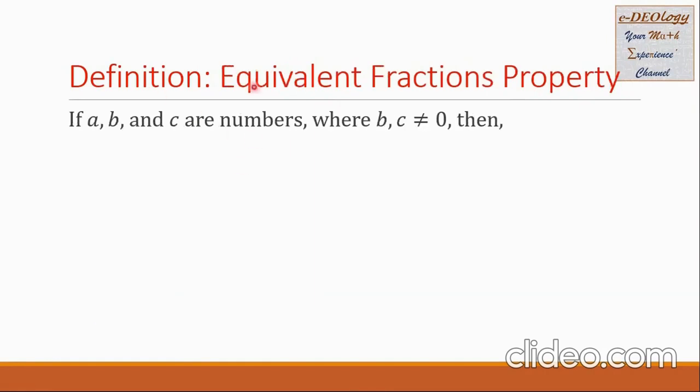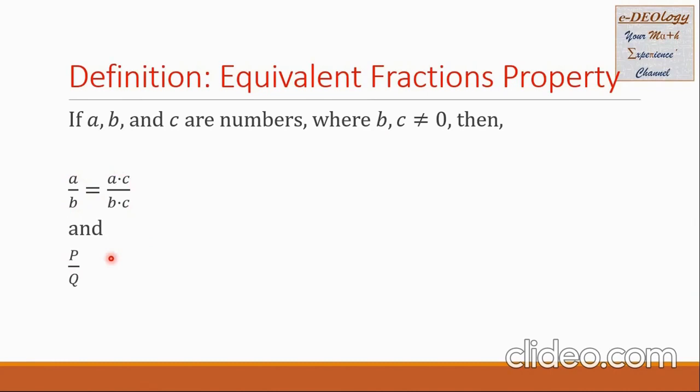Also, let us define equivalent fractions property. If there are three numbers a, b, and c, where b and c are not equal to 0, then if we have a rational expression a over b, we can multiply the a by c and multiply the b with that same value c.